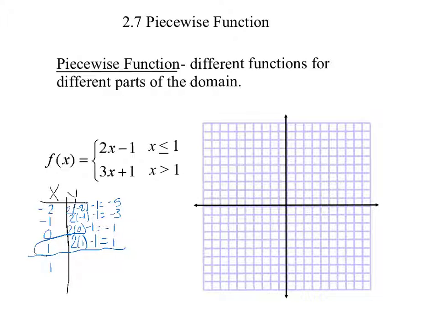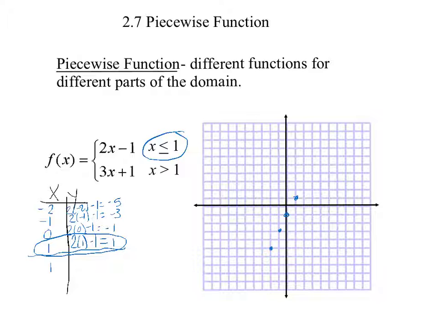When I'm looking at this first one, 1 equals 1, so when x is 1, y is 1, I also have to look up here and say that this is including the 1, so I've got to use a closed circle for this one. So I have x is 1, y is 1, a closed circle there. And then my next point is 0, negative 1, and then negative 1, negative 3, and negative 2, negative 5.